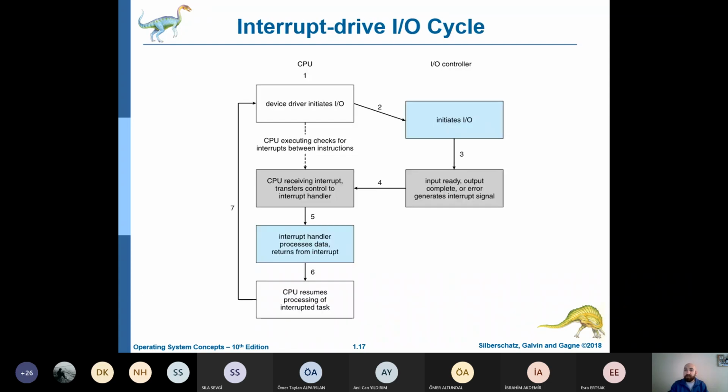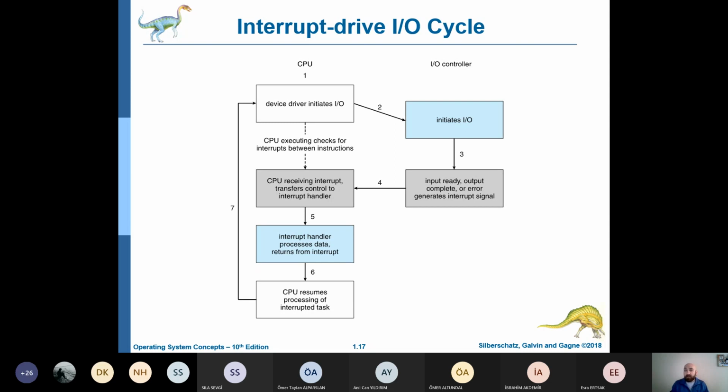Here you can see the I/O cycle. Actually, this is an interrupt-driven I/O cycle. At the first step, the device driver initiates an I/O. So let's assume that a user presses a button on your keyboard. That means the device driver for your keyboard is going to initiate an I/O operation. Then the I/O controller initiates the I/O.